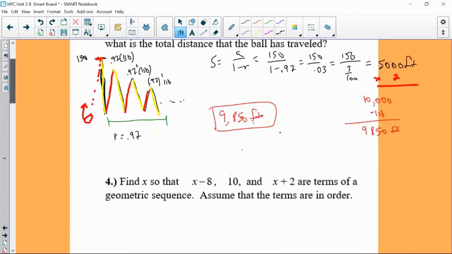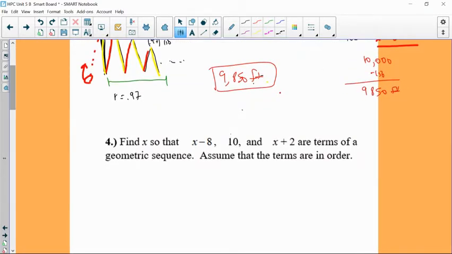Okay, another example, this algebra problem. Find x so that these three terms are in order and are in a geometric sequence. Well, one of the properties of a geometric sequence, if you remember, is that if you have a1, a2, a3, they form a common ratio. So any two consecutive terms, if you compare a2 to a1, it'll equal a3 to a2.